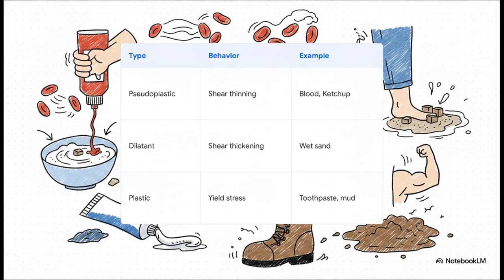The harder you push them, the thinner and runnier they get, which, by the way, is exactly why you have to smack the bottom of a ketchup bottle. Then we have dilatant fluids, like wet sand. These are shear thickening. They actually lock up and get thicker when you apply force. Finally, plastic fluids, like toothpaste or mud, act kind of like a solid and require an initial yield stress, a strong push, just to start flowing at all.